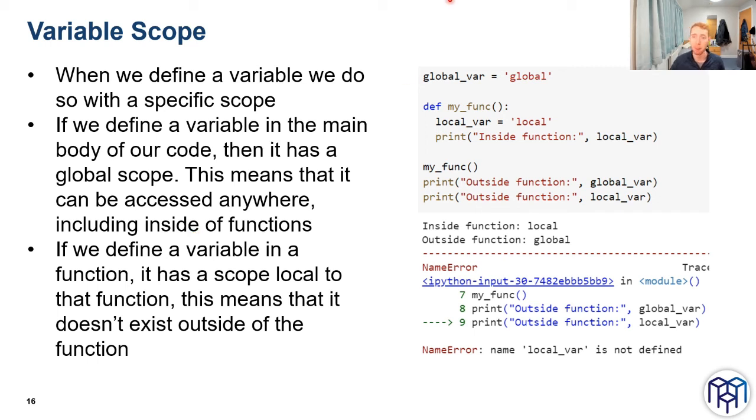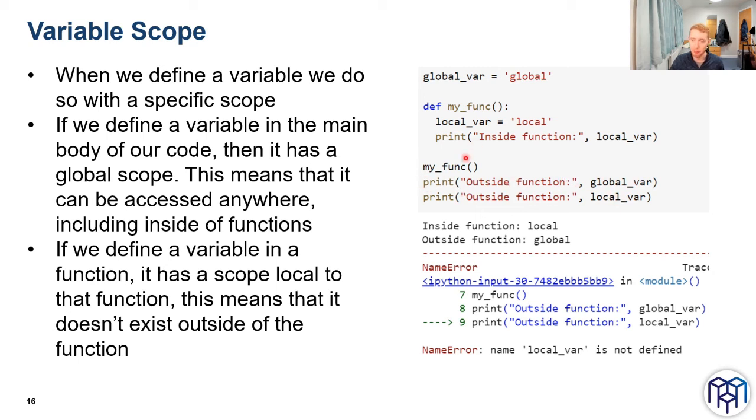So for example, a bit of lengthy code here, let's break it down. We create a global variable called global var, and what makes it global is that we created it at the top level of our code. We then have a function called myfunc, and it creates a local variable, local to that function, called local var, and then prints out local var inside of the function. So we run the function, we print global var, we print out local var.